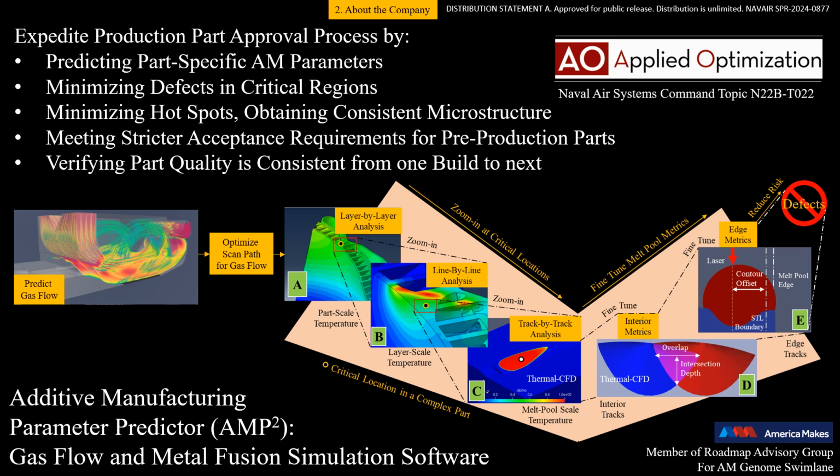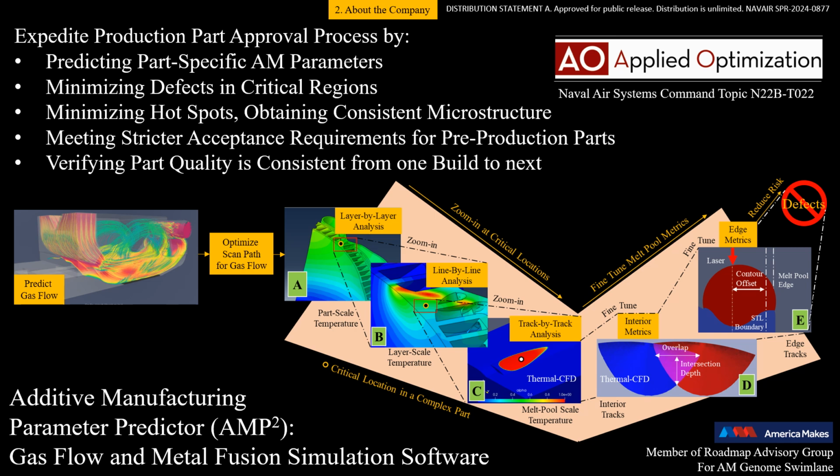The simulation begins with the prediction of gas flow in the build chamber, which is used to design the scan path to mitigate spatter-induced defects. The scan path is used as input to perform a sequence of analyses that emulate the additive manufacturing process. Layer-by-layer analysis is used to predict residual heat build as a sequence of layers, which are deposited to build the part up to the current layer.